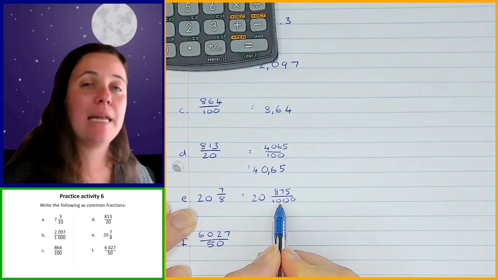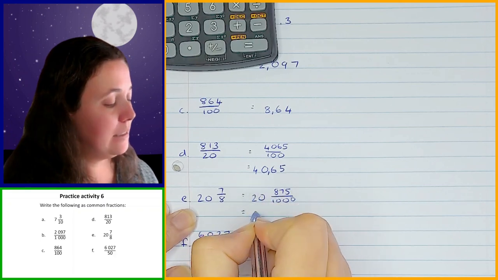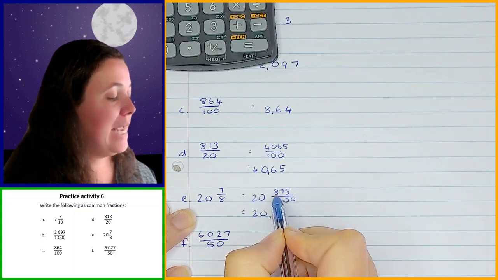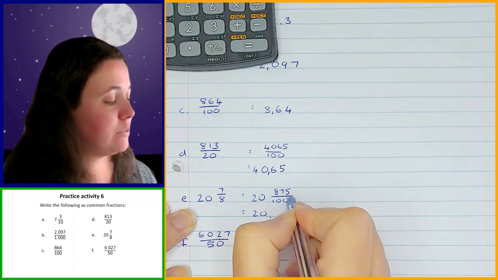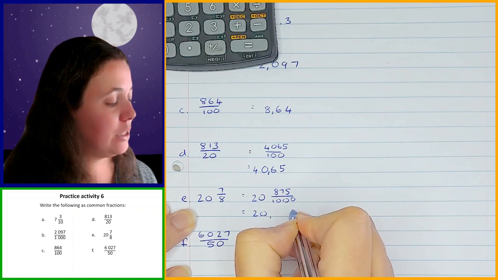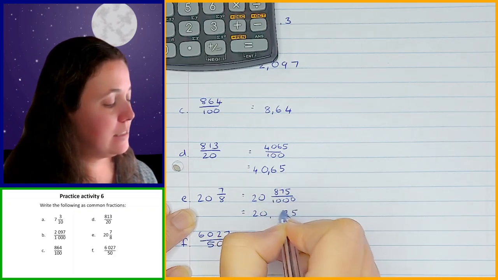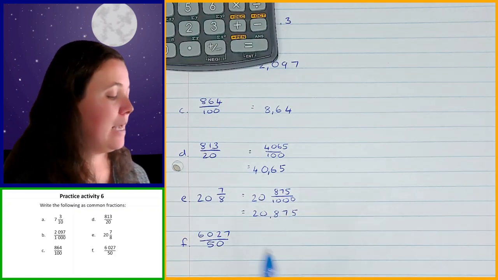Okay, and then that I can convert to a decimal fraction. The 20 is going to be my whole number part of my fraction, comma. Then the 875 is over 1,000, so I'm working with my thousandths position. So I've got 5 in the thousandths position, I've got 7 hundredths, and I've got 8 tenths. So that's 20,875.